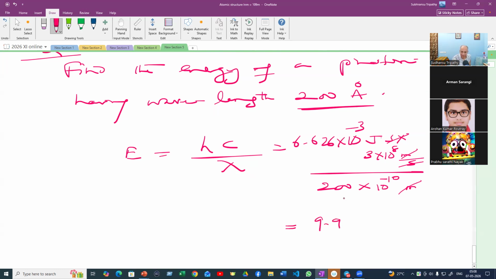9.939 into 10 to the power 18. Plus 18? No, minus 18. Minus or plus? The minus. This is 34. By mistake, I have written minus 3, it should be minus 34.